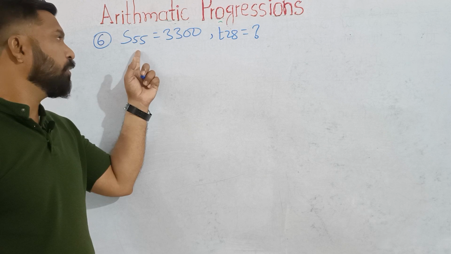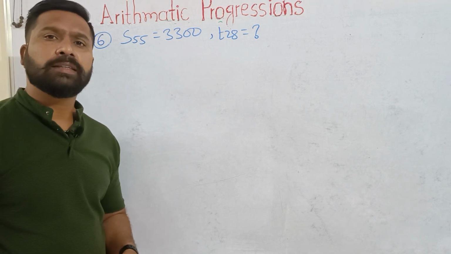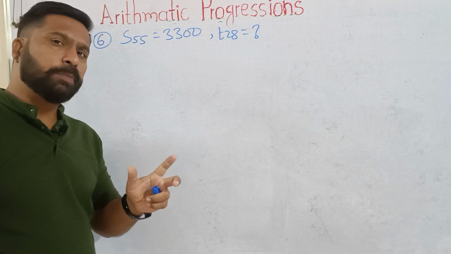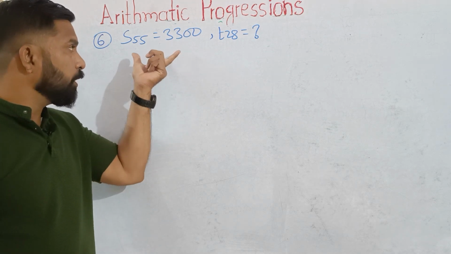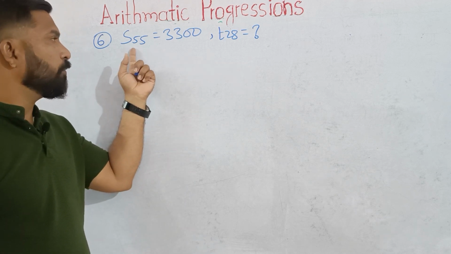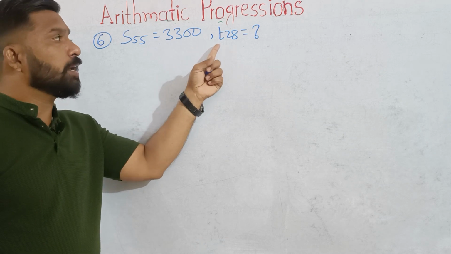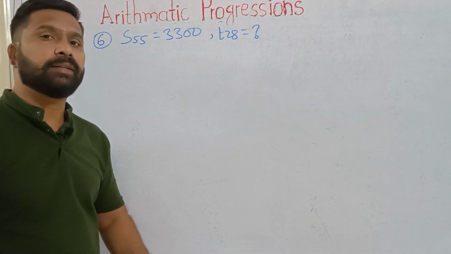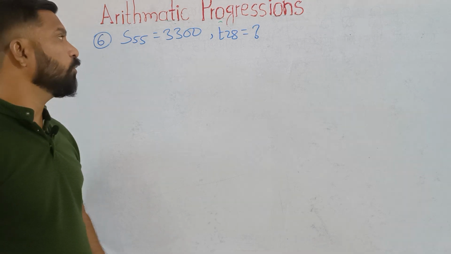The sum of first 55 terms of an arithmetic progression is 3300. You must be able to write whatever is given in the sentence in a mathematical form. So the sum of first 55 terms is 3300. Then they are asking you to find the 20th term of that arithmetic progression. Now you can look at the board.